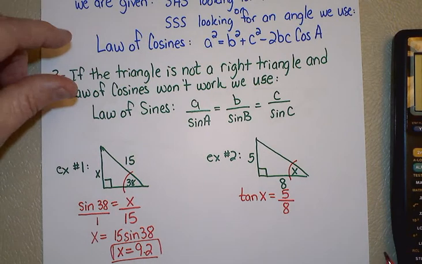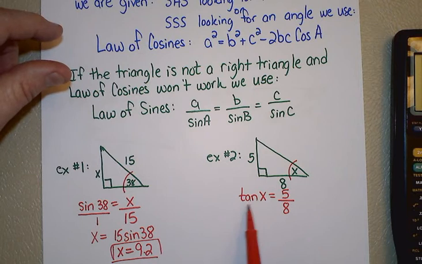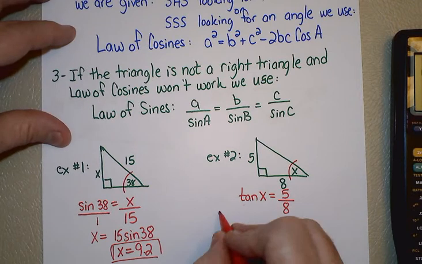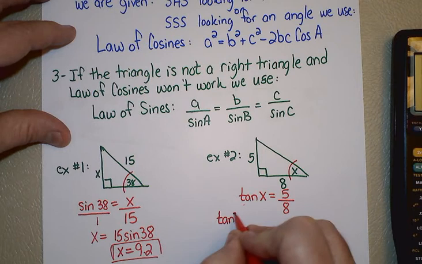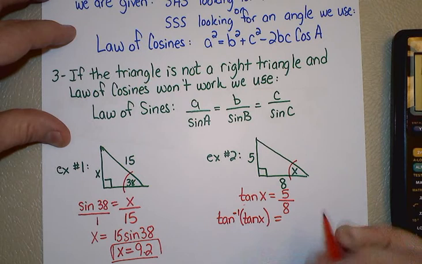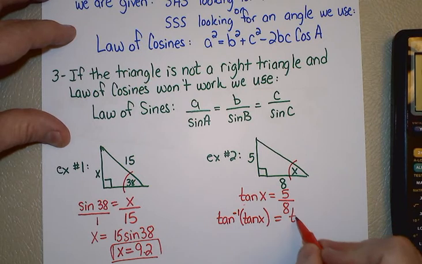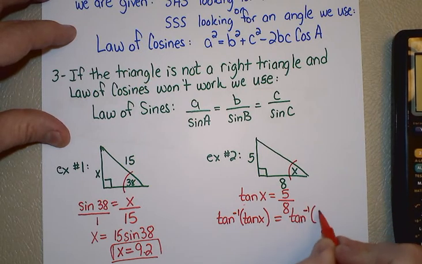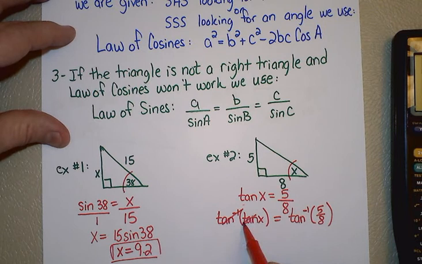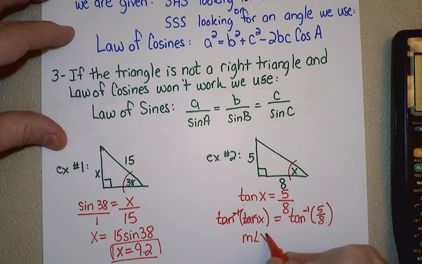All right, if the trig function is already by itself, and I need to get the angle, the only way you can get rid of the trig function is to do the inverse of the trig function. So tan inverse of tan x is equal to, I'm going to do the inverse to the other side, tan inverse of 5/8. Now the tan inverse and the tan cancel, and I'm left with the measure of angle x equals.